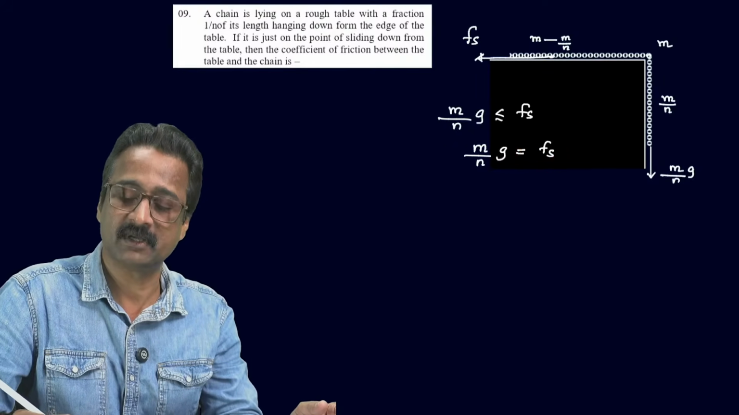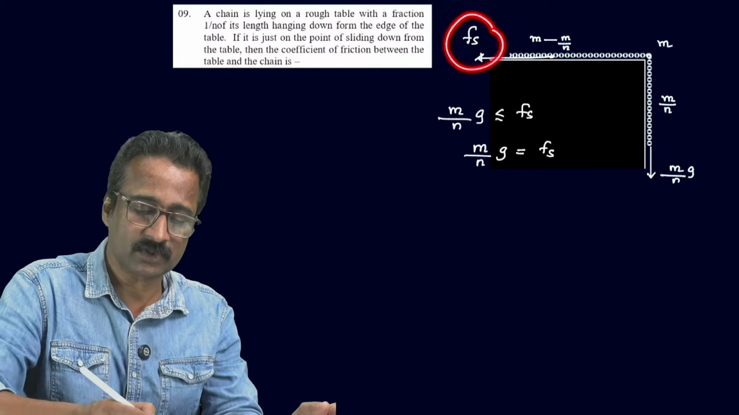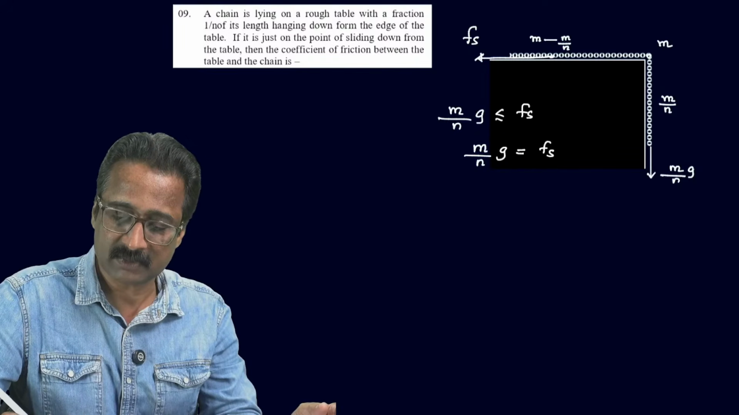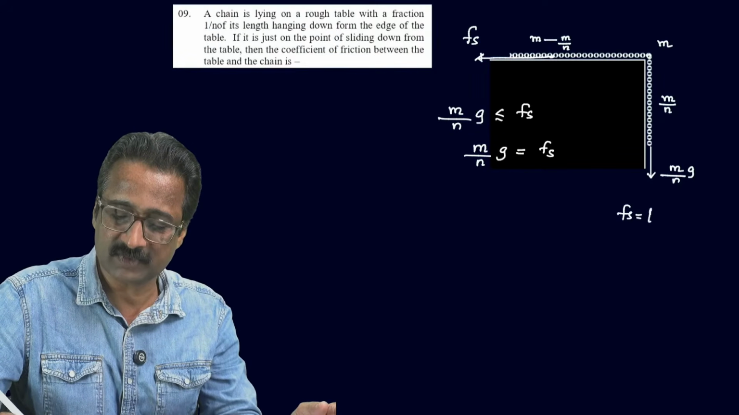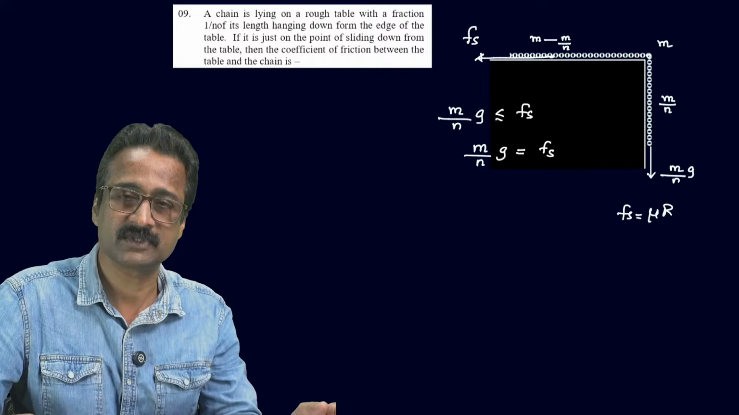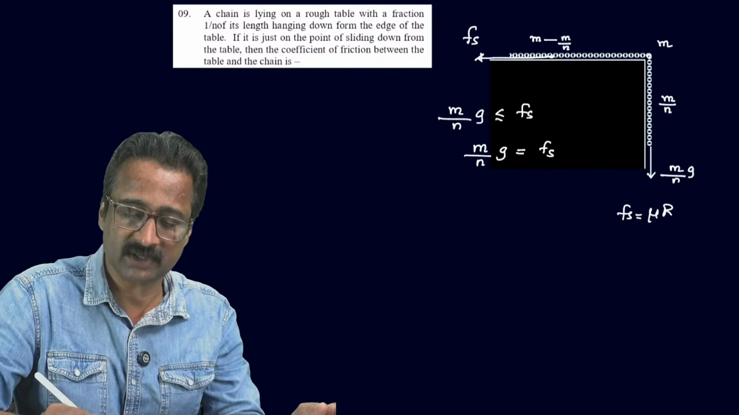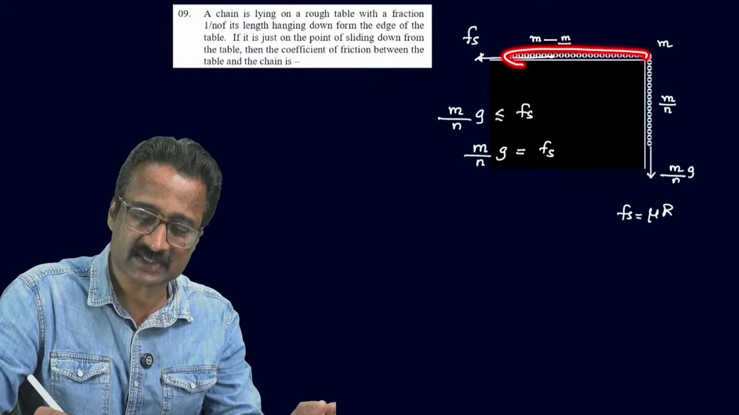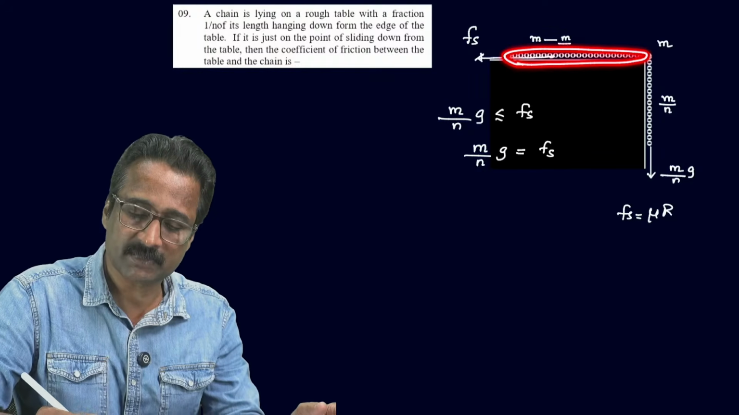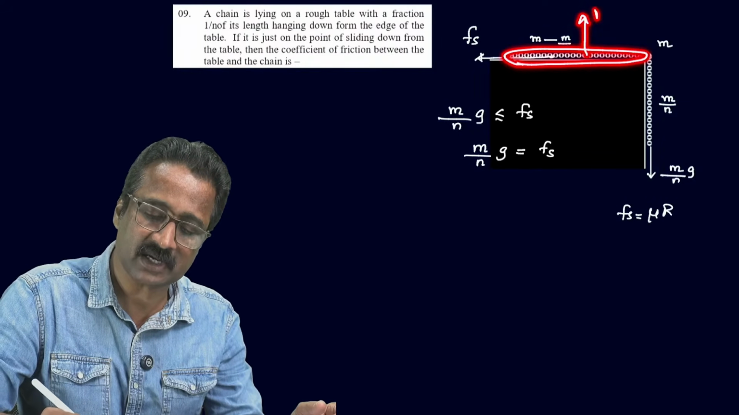Fs, limiting friction. You know that limiting friction is always mu into R. Let me bring the value for Fs. It's always mu into R, where mu is the coefficient of friction. Now, what is R here? R is a normal reaction, reminding you that this is the mass that is resting on the table. So the table is supporting that by exerting a reaction upward.